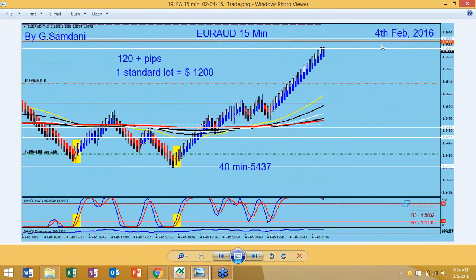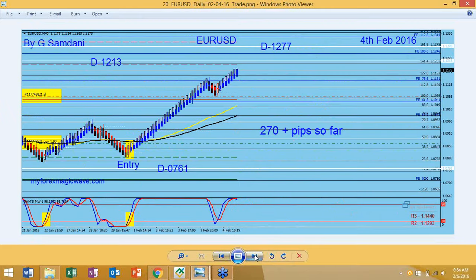Euro Aussie on the 4th, bouncing from this area. This is a 40-minute level. Bounce one time, this bouncing from the second time, and again Euro Aussie. Euro Aussie is supposed to go up. I'm going to show you the analysis chart in a minute. So this is what happened on the 4th.